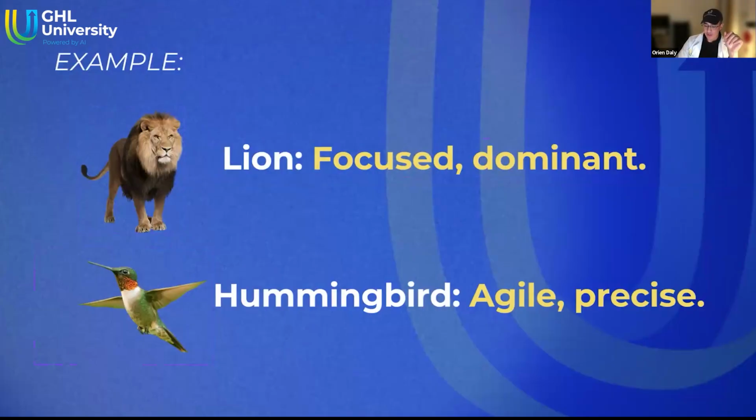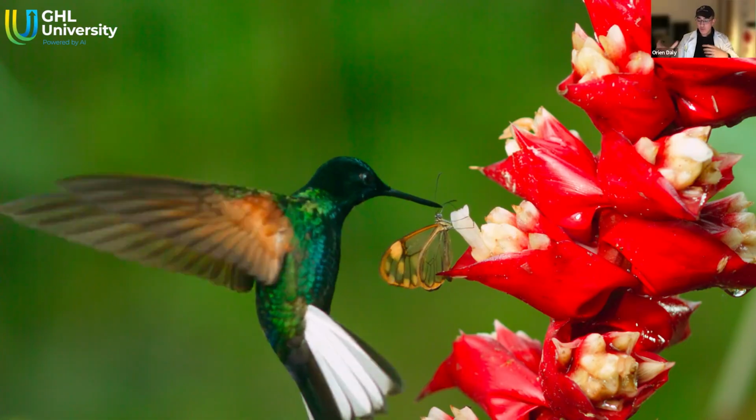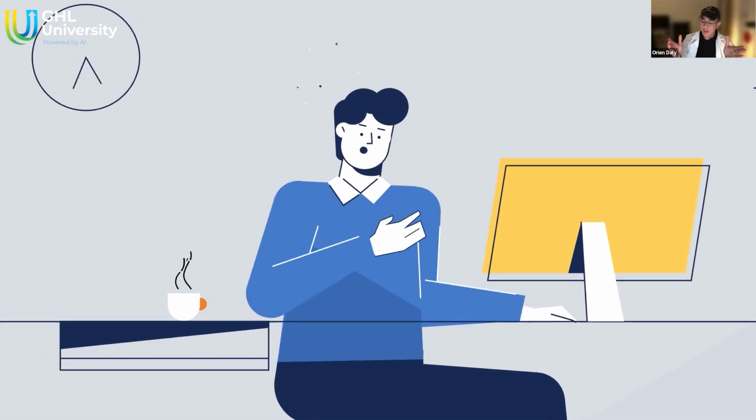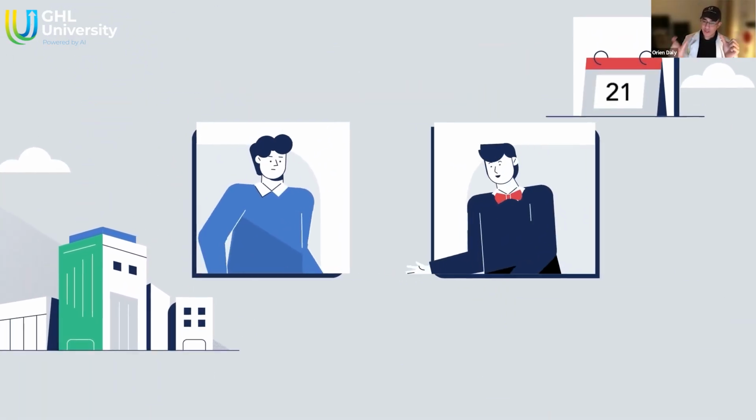If we use the hummingbird, for instance, it's known for its precision and agility. It thrives in environments where it specializes in extracting nectar from certain types of flowers. This could be your specialization. It allows your company to offer tailored solutions, creating strong client relationships and increasing customer loyalty.